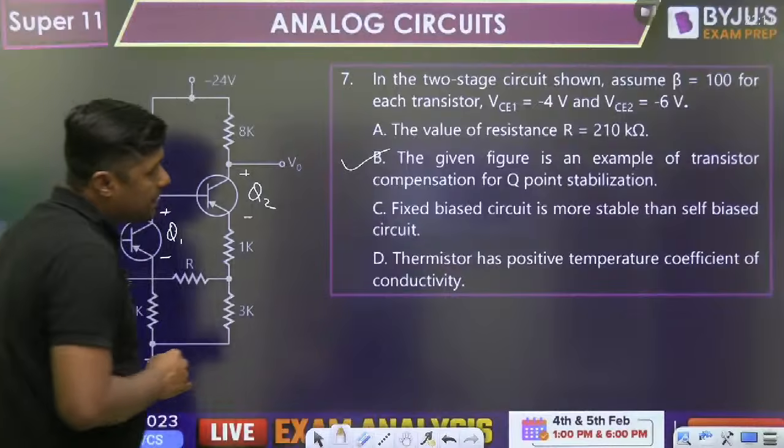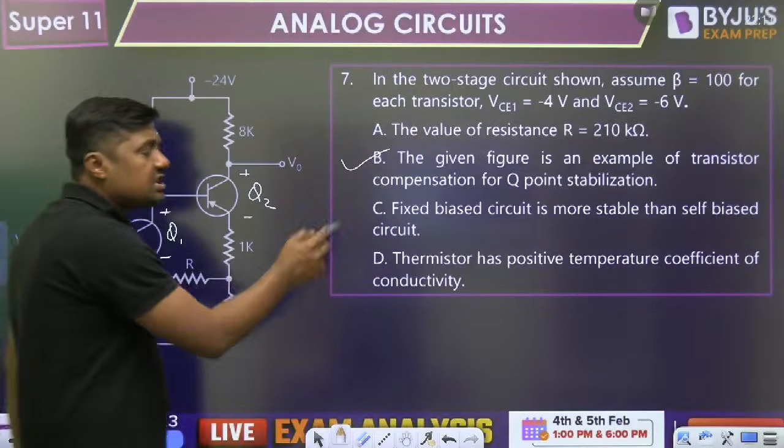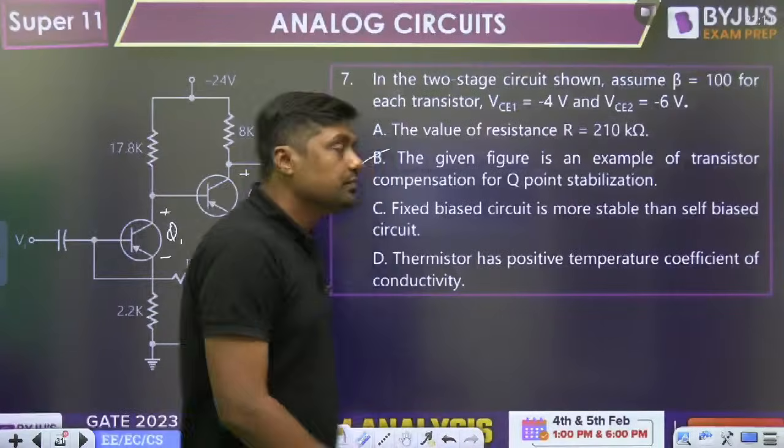That is right. Fixed bias circuit is more stable than the self bias circuit. What about the C statement? Right or wrong? It is the MSQ.